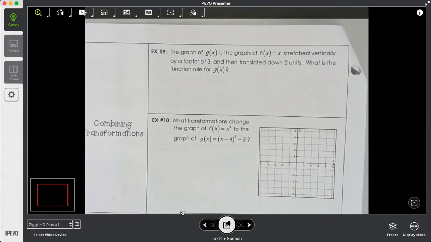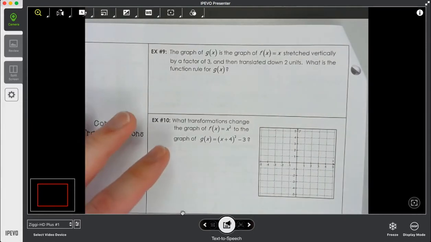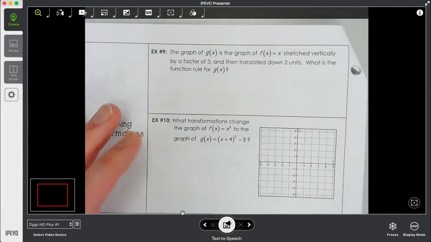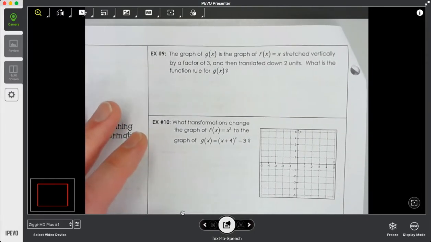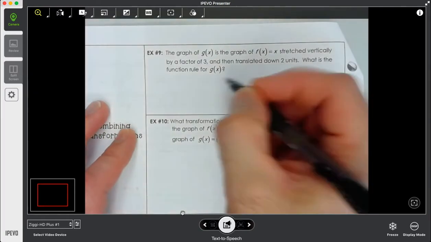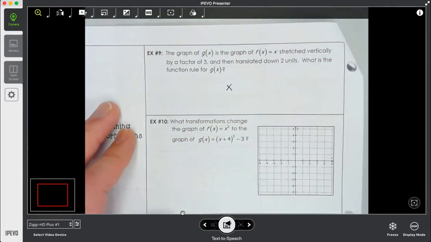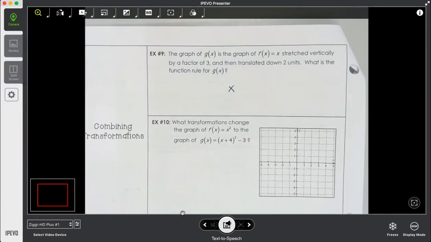And so here we have another example. The graph of g of x is the graph of f of x equals x stretched vertically by a factor of 3 and then translated down 2 units. What is the function rule for g of x? We know our original function is x. And when we stretch, that's our a value.